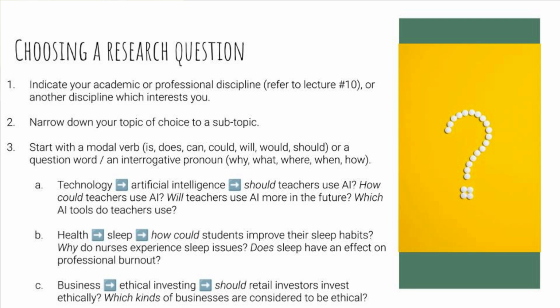Okay. So you could start with the topic of technology, then the subtopic would be artificial intelligence. Then a research question would be something like, should teachers use AI? Or it could be, could teachers use AI? How would teachers use AI? How could teachers use AI? Will teachers use AI more in the future? Which AI tools do teachers use? So choose one of these kinds of modal verbs, or why, what, where words. That way we at least have a grammatically correct question, the essential elements for a question, right?